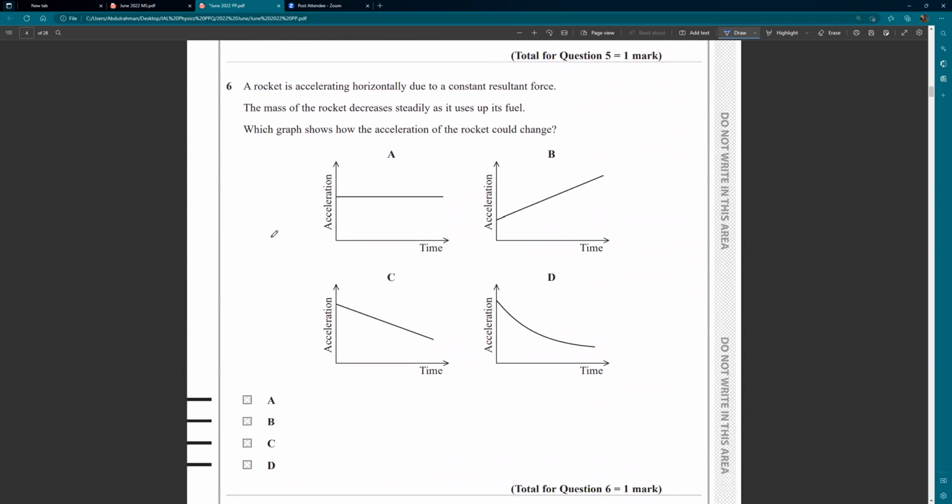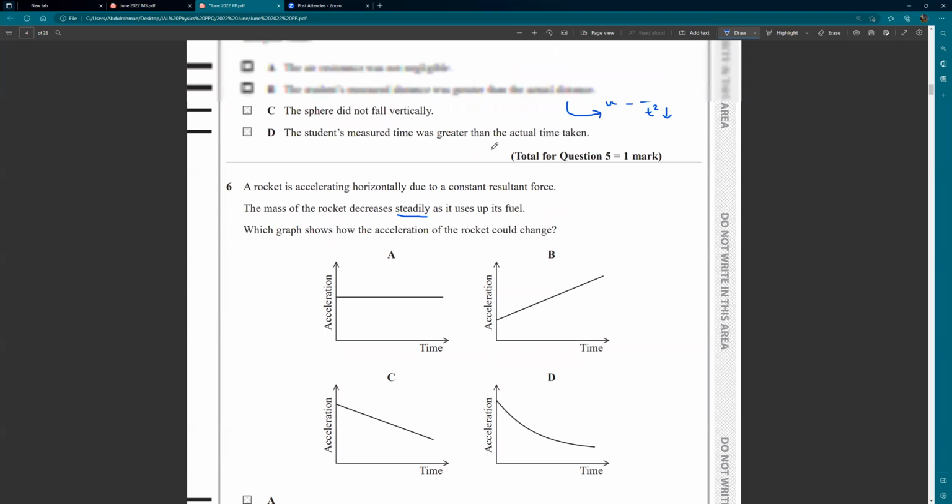A rocket is accelerating horizontally due to a constant resultant force. The mass of the rocket decreases steadily, steadily meaning at a constant rate. So not exponential, rather linear. So which graph shows how the acceleration of the rocket could change?